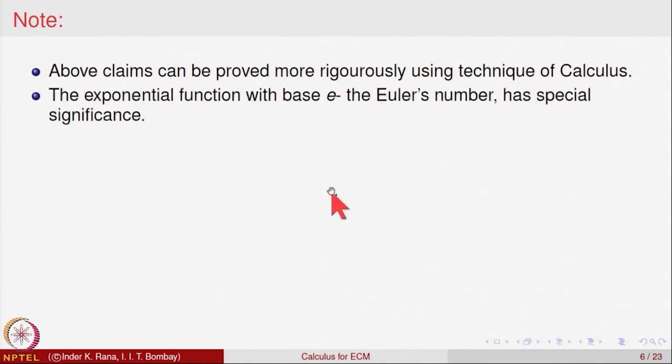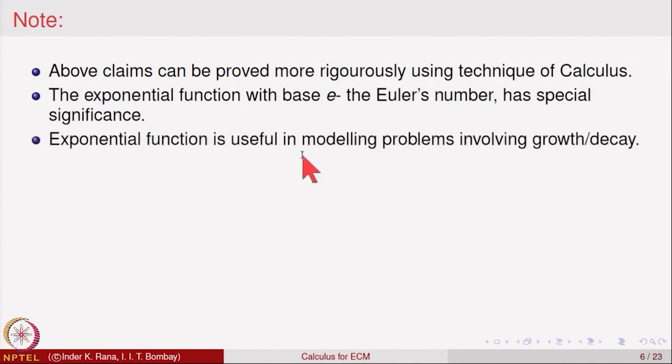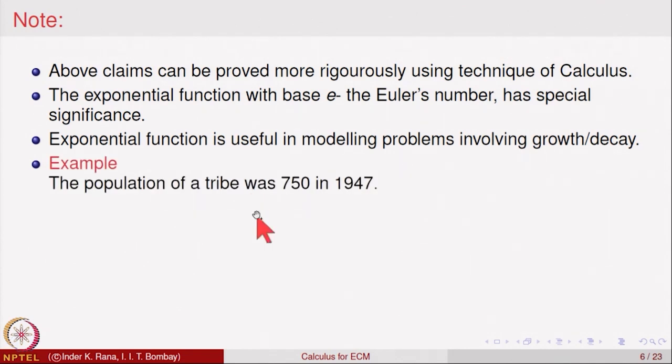The exponential function with base e, the Euler number, has special significance. It is useful in modeling problems involving growth or decay. We have already seen for the compound interest, the exponential function appears, that is a growth function. For example, let us look at the population of a tribe. Say it was 750 in 1947. So here is an example of how this exponential function is used.